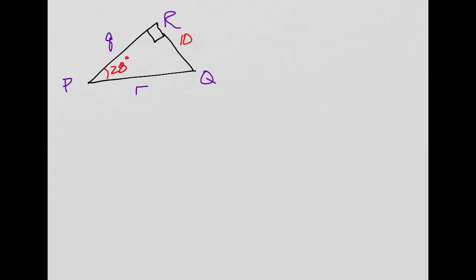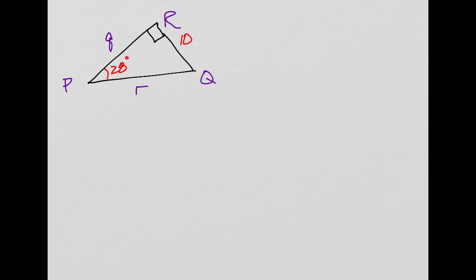To solve a right triangle means to find all three side lengths and all three angle measures. We do get one angle measure for free. It's a right triangle. One of the angles is definitely 90 degrees. So we'll want to find the measures of the two acute angles.